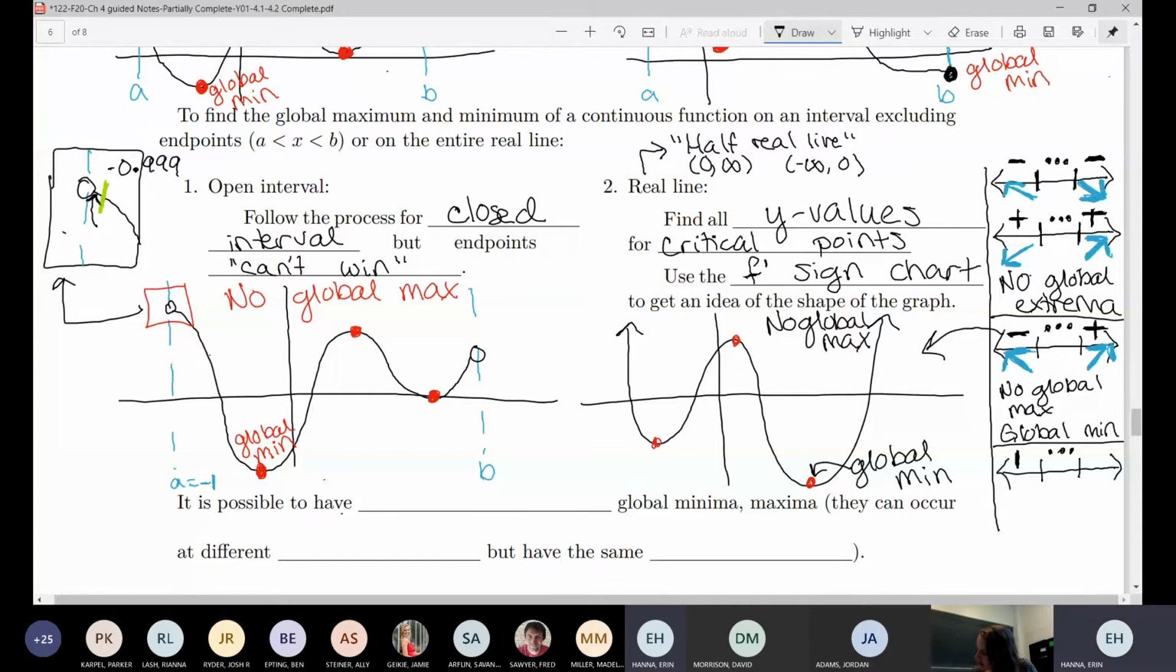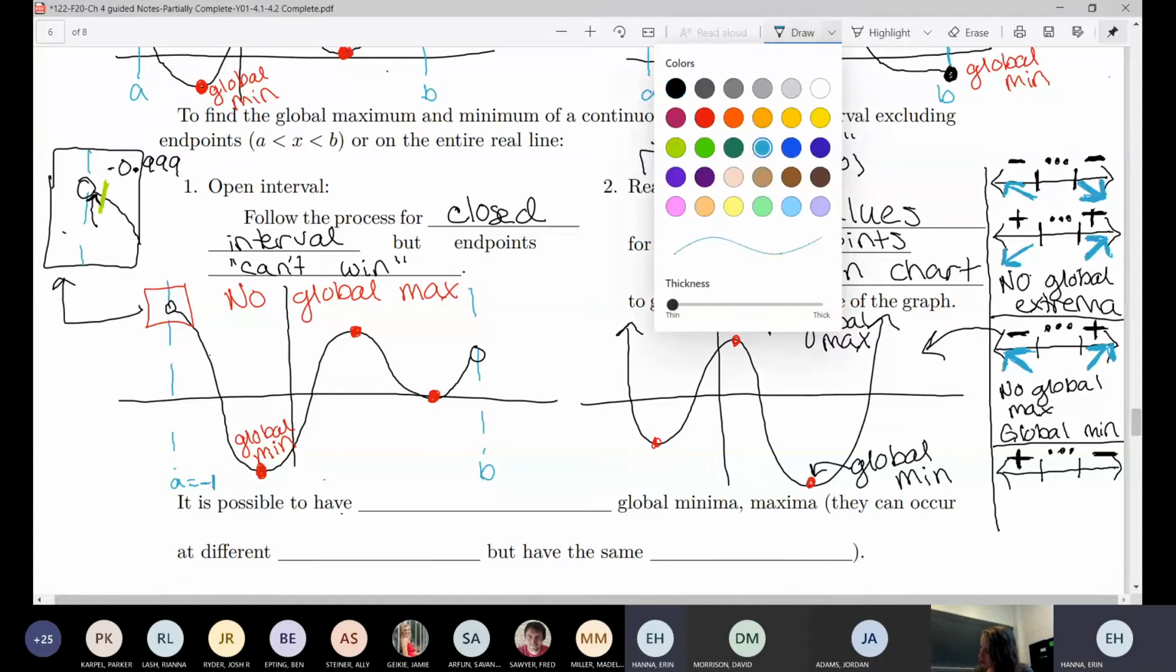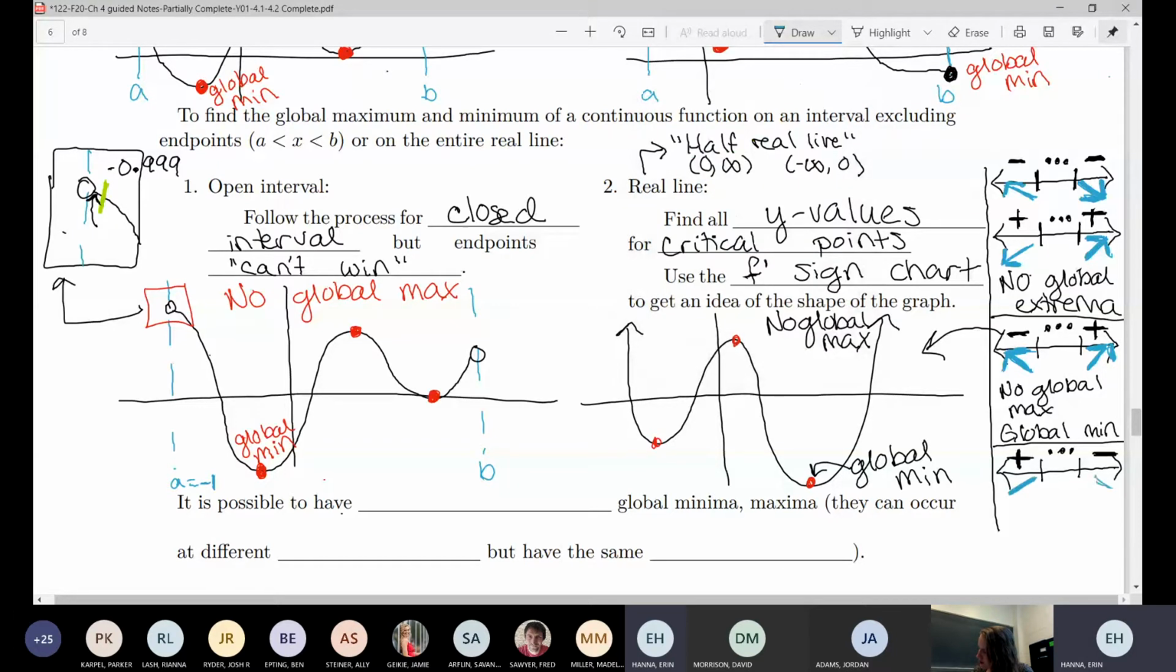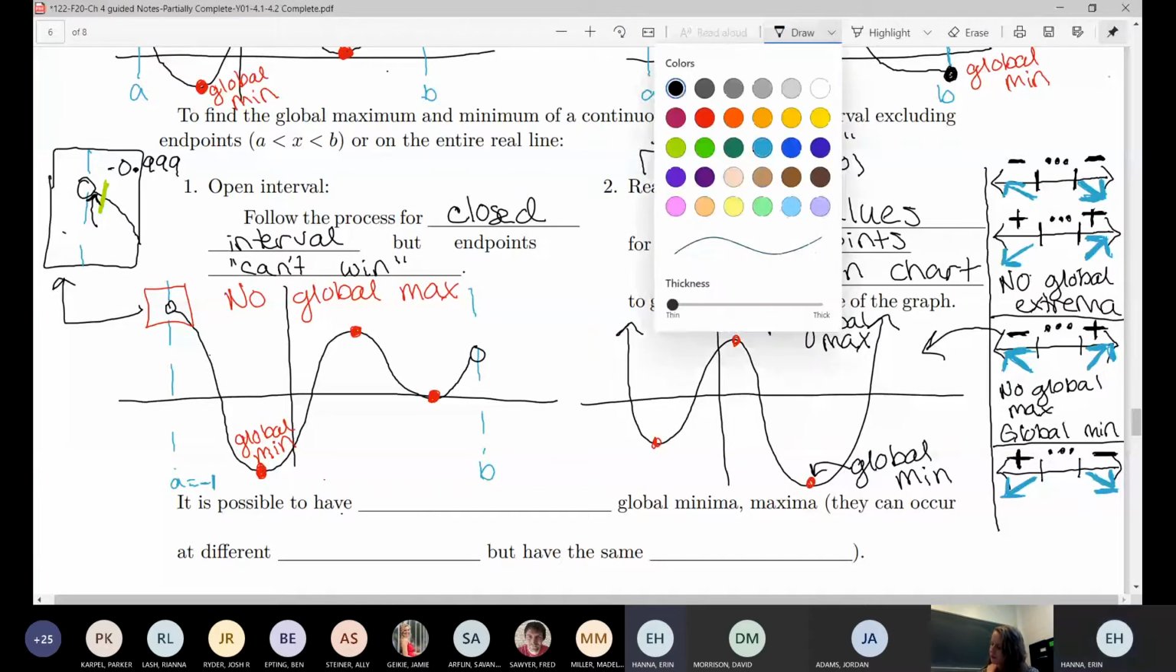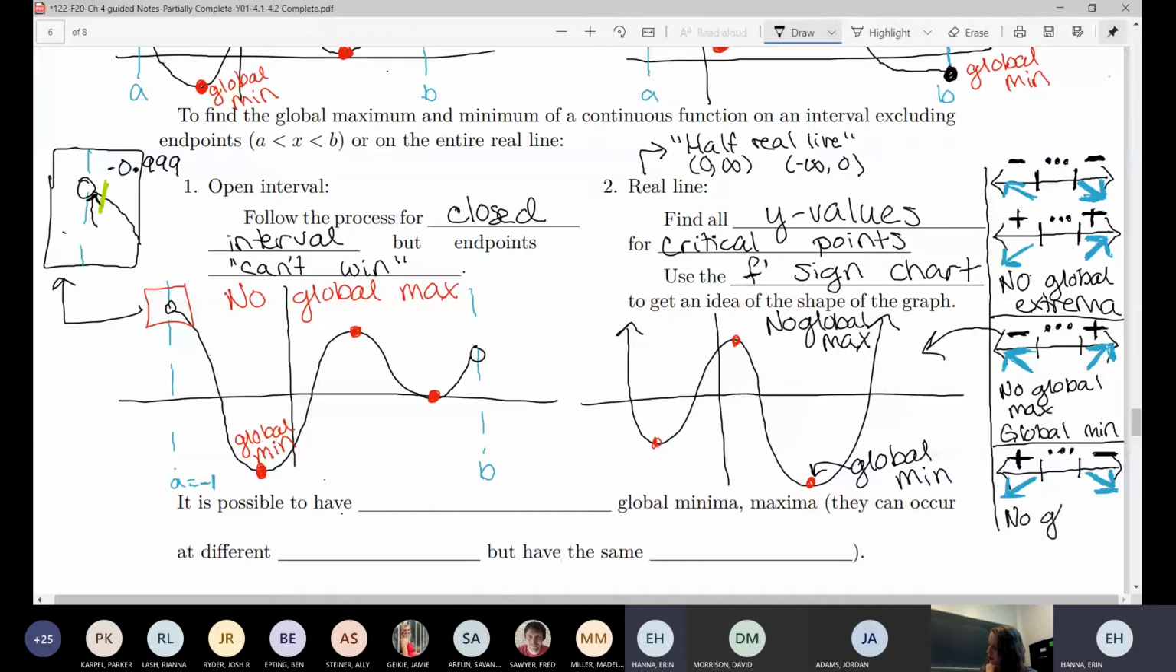And then what if it was the opposite? What if it's positive in the leftmost interval and then negative in the rightmost interval? So we're increasing and then decreasing, which means we're going down forever in both directions. Here, since we're going down in both directions, we have no global min, but we do have a global max. And again, that was a lot of information to squeeze in there, so I'm sorry about that.